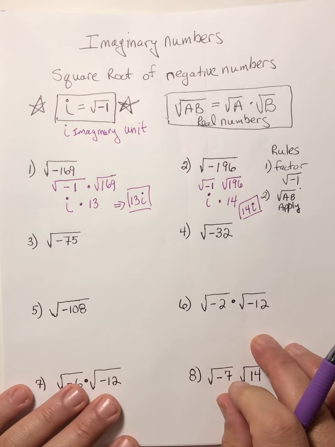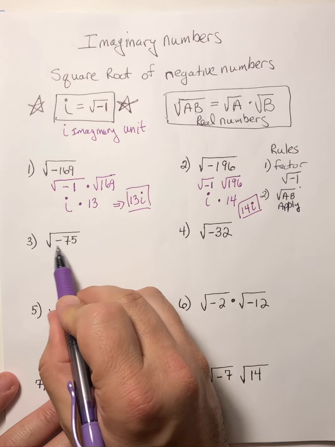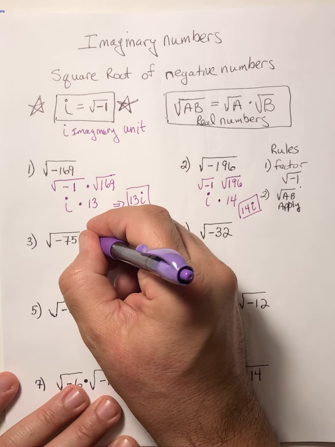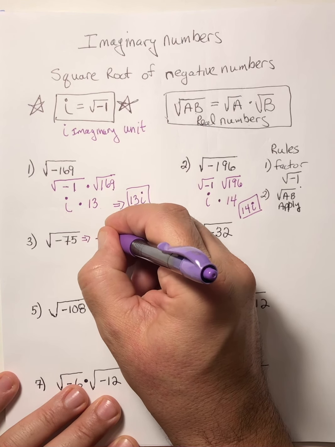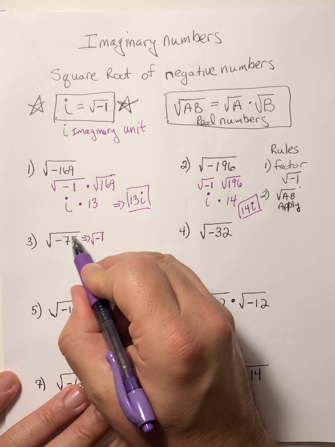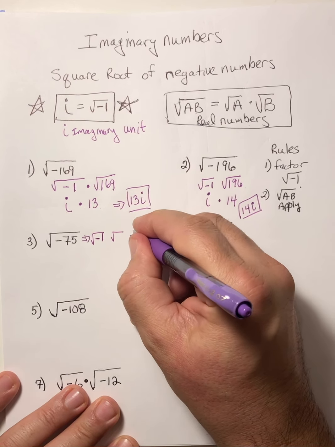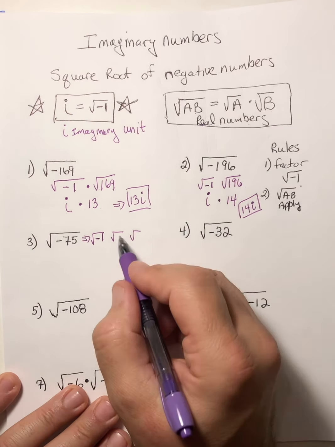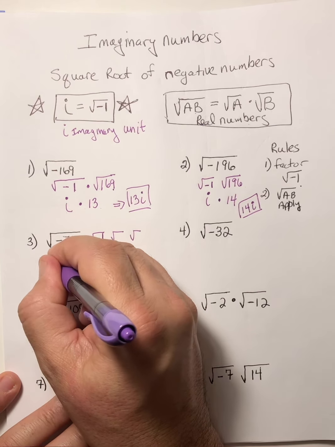All right, let's look at the square root of negative 75. The very first thing I'm going to do is pluck out that square root of negative 1. Now 75 is not a perfect square, so what I'm going to do is get my two radicals down. I'm running out of room, so I'm going to write it larger.